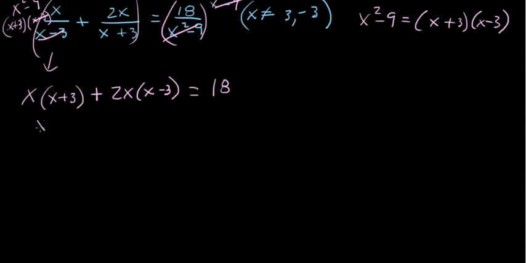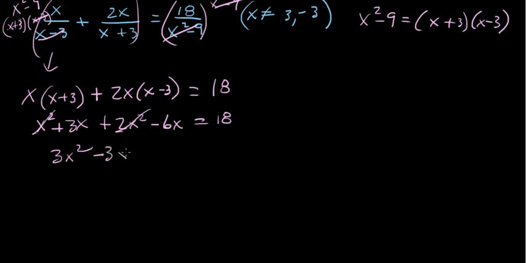So we've got x times x is x squared, plus x times 3 is 3x, plus 2x times x is 2x squared. 2x times negative 3 is a negative 6x, and that equals 18. There's nothing fancy that I'm doing now. This was the only fancy stuff we did, going from here to here. Now it's just pure algebra. x squared plus 2x squared is 3x squared. And then 3x minus 6x is minus 3x, and that equals 18.